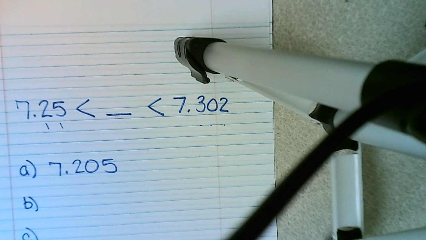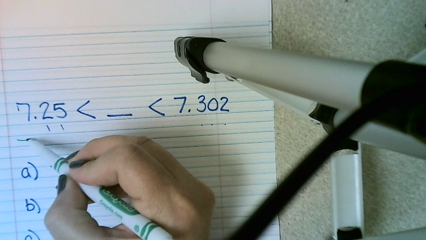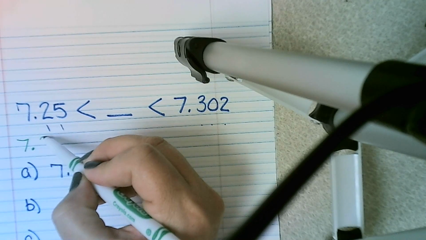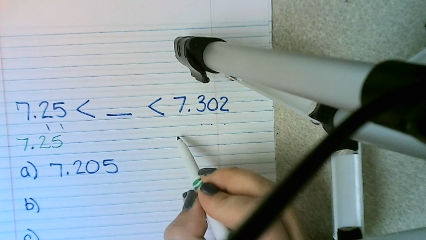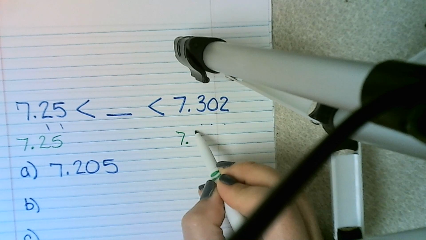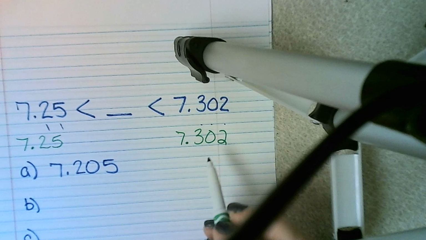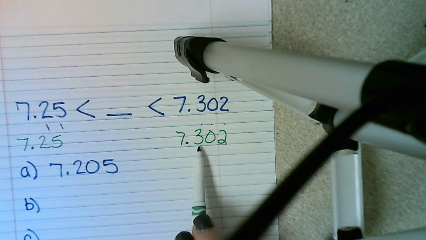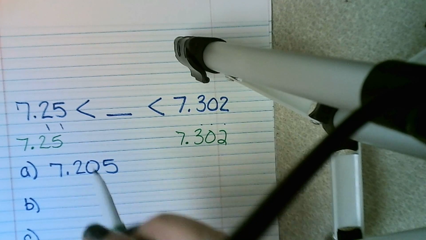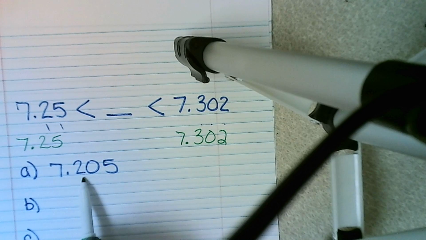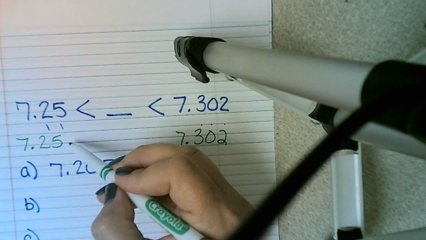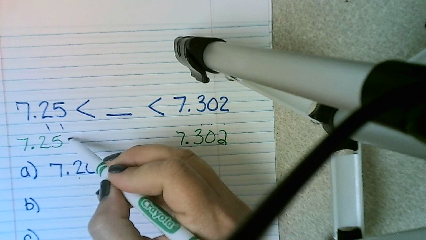I'm only going to do one at a time. So the first thing I'm going to do when I'm looking at it, I'm going to write 7.25, 7.302. All right. Now I look. This one has 1, 2, 3. This one has 1, 2. My answer that I'm looking at has 1, 2, 3. I'm going to make all of them have 3 places.